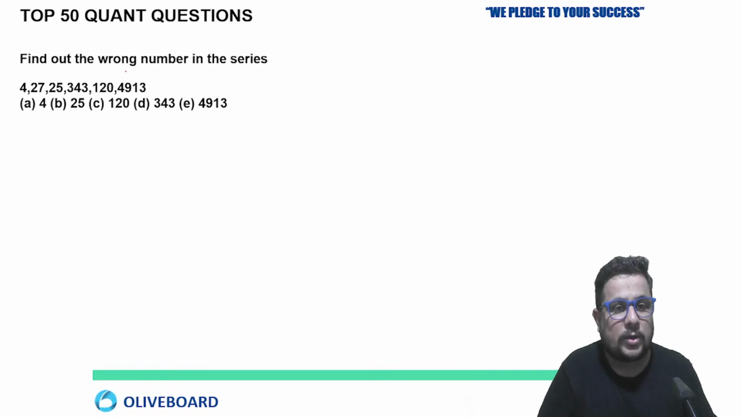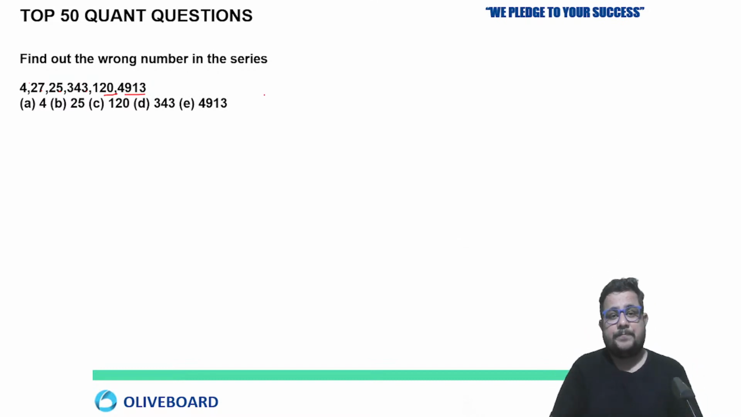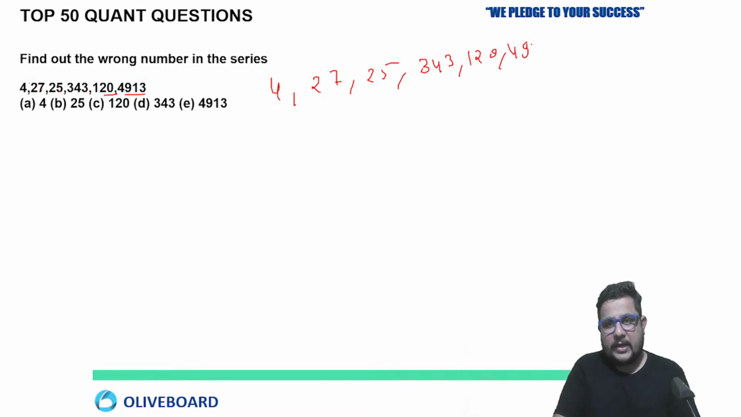Now let's move on to the wrong number series. Find out the wrong number in this series: 4, 27, 25, 343, 120, 4913. Which one is wrong in the series? First one is 4, 27, 25, then the next is 343, then 120, then 4913. Tell me the answer. So this 4 is what? Perfect square. This is cube. This is square. Then this is cube. Then this is not a square. This is a cube. We don't know.